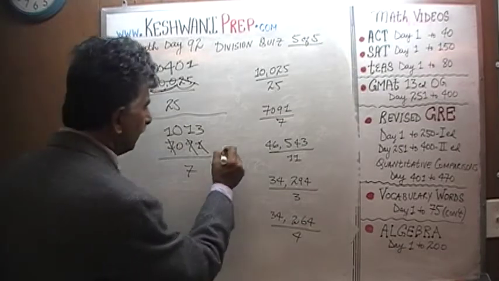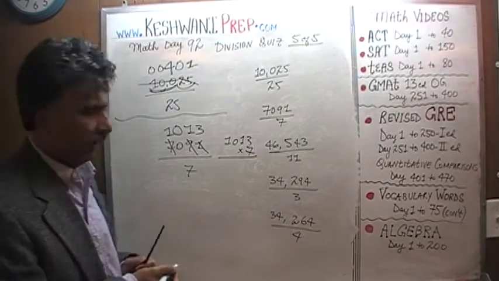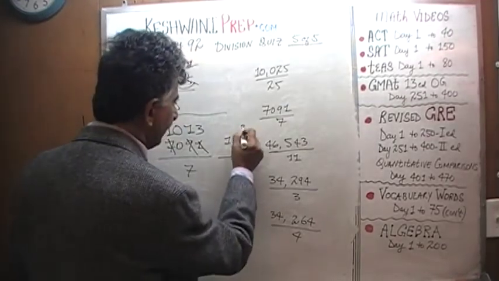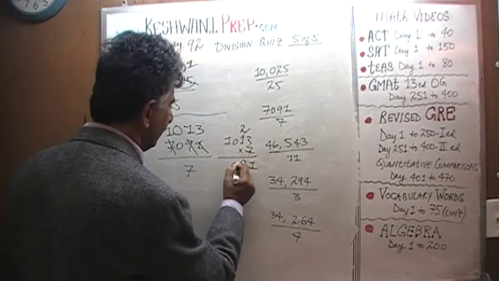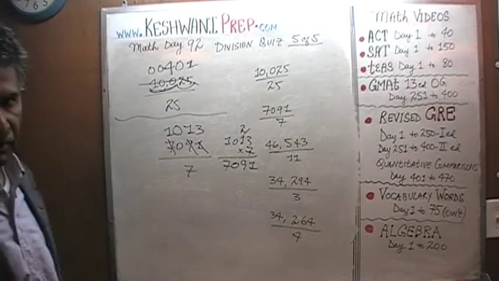And again, if you like, we can actually multiply 1013 by 7 to verify our answer. 7 threes are 21, carry 2. 7 ones are 7, plus 2 is 9. 7 times 0 is 0, and 7 times 1 is 7. Voila. 7091 is what we started out with.